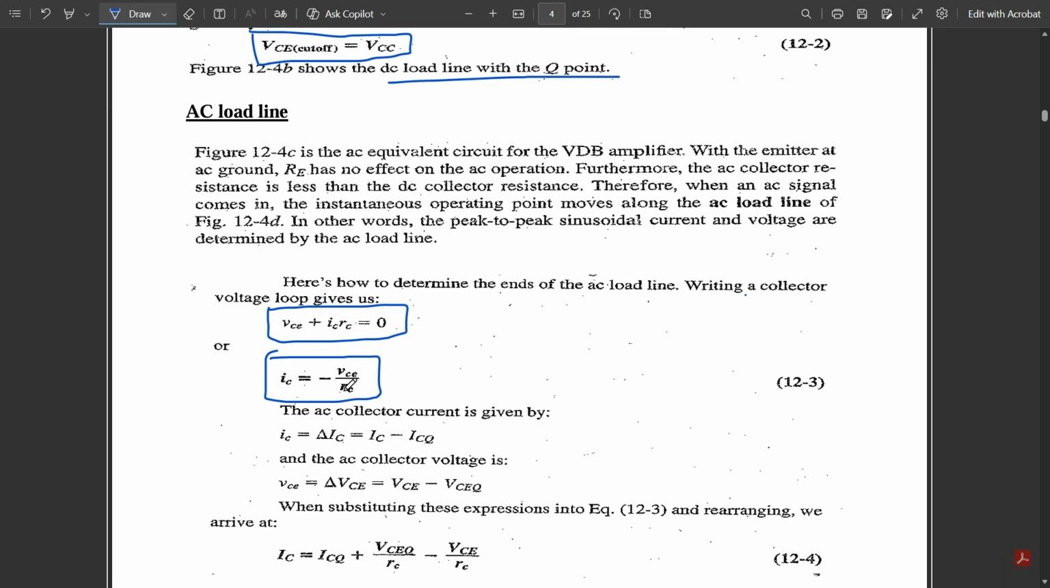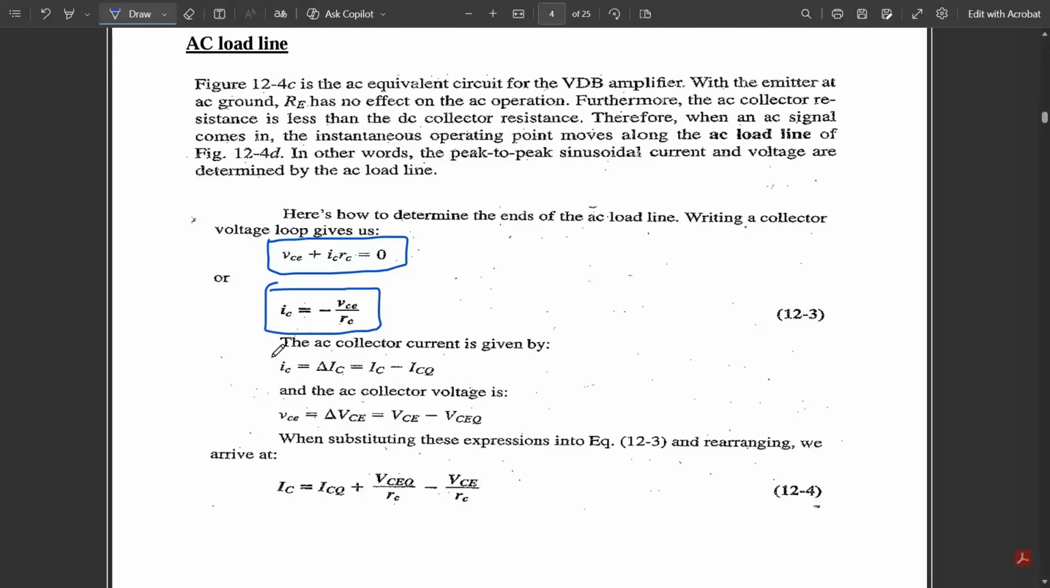Okay, these are small letters because they are AC values, right? So that's why it is the AC collector to emitter voltage and the AC collector resistance. So with respect to this, the AC collector current can be given as ic equal to the change in the DC collector current, that is delta IC, that is IC minus ICQ.